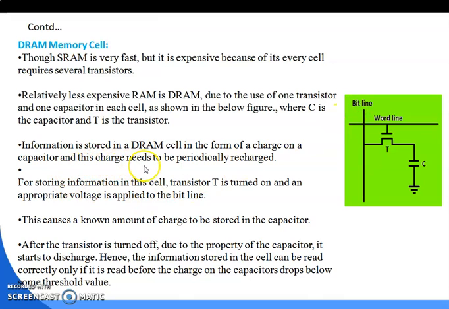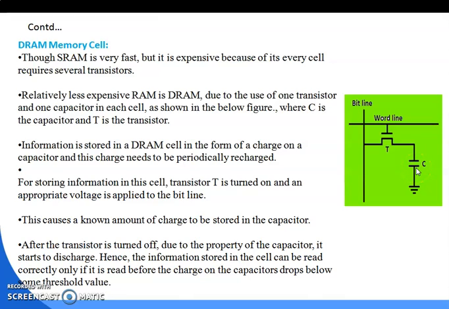Information is stored in a DRAM cell in the form of a charge on a capacitor, and this charge needs to be periodically recharged. That means when this capacitor is charged, the information is stored within that memory cell. This capacitor is the reason for the dynamic nature, the auto refresh, because the capacitor automatically charges and discharges the current, and according to that charging and discharging, the information is stored within this memory cell.